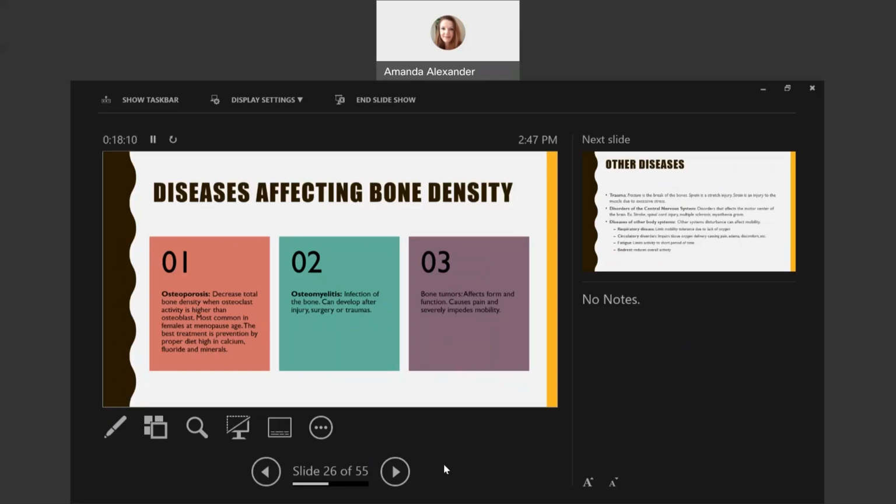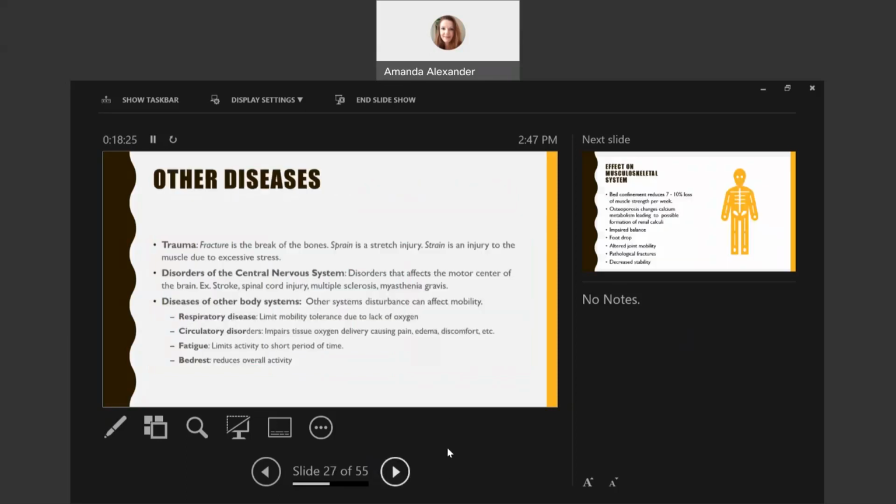Osteomyelitis is an infection of the bone. It develops generally after injury, surgery, or trauma. Bone tumors affect form and function. They can cause pain and severely impede mobility.